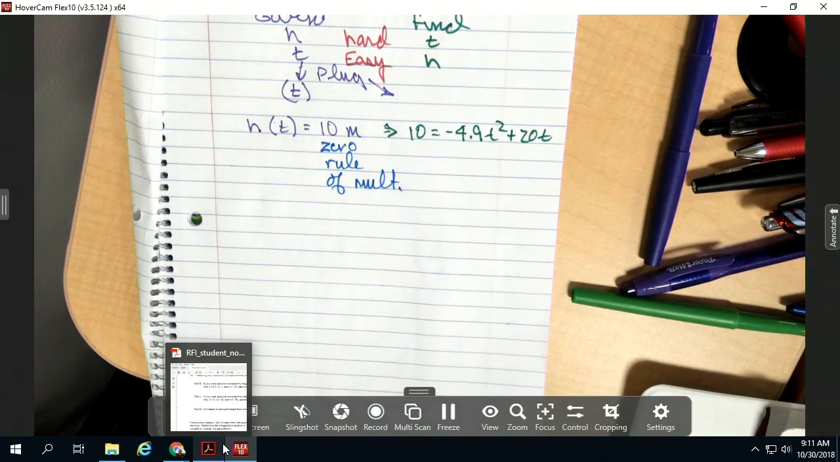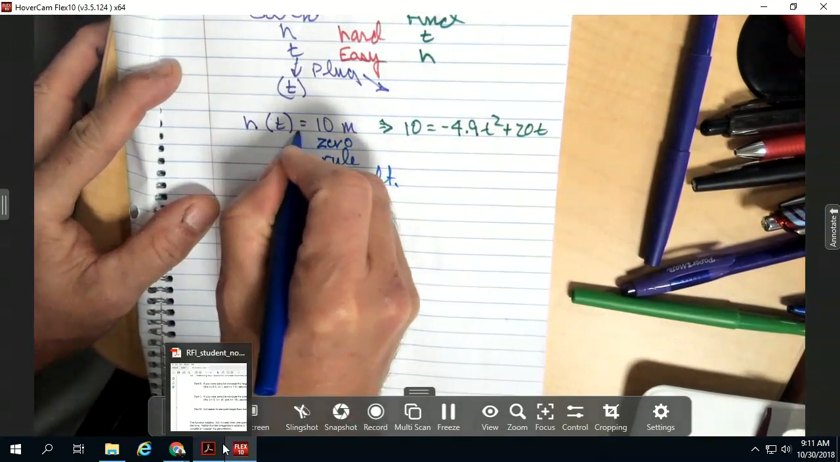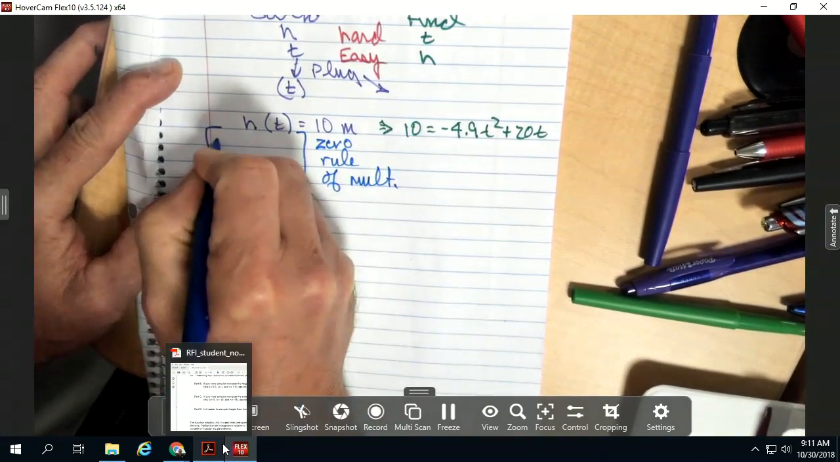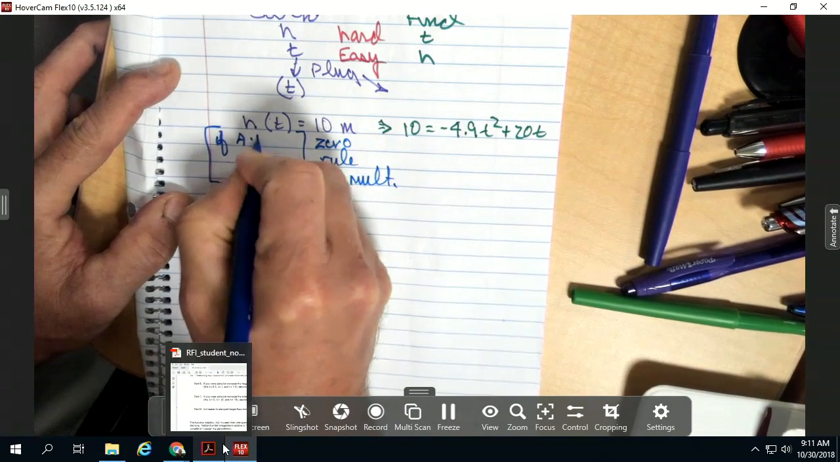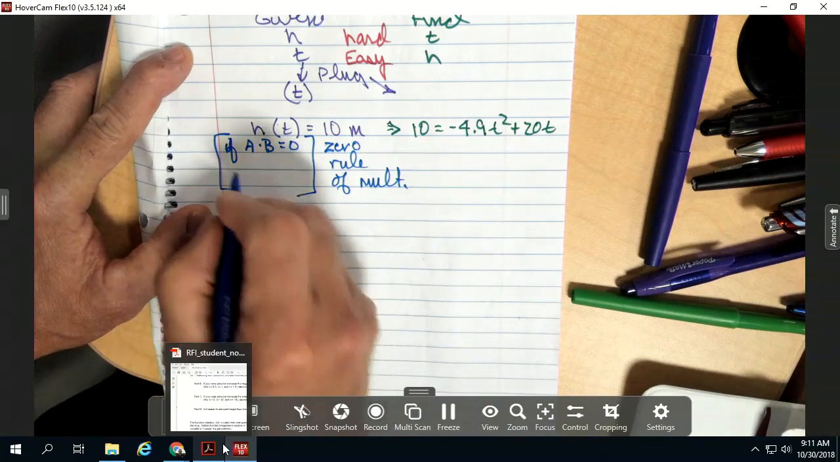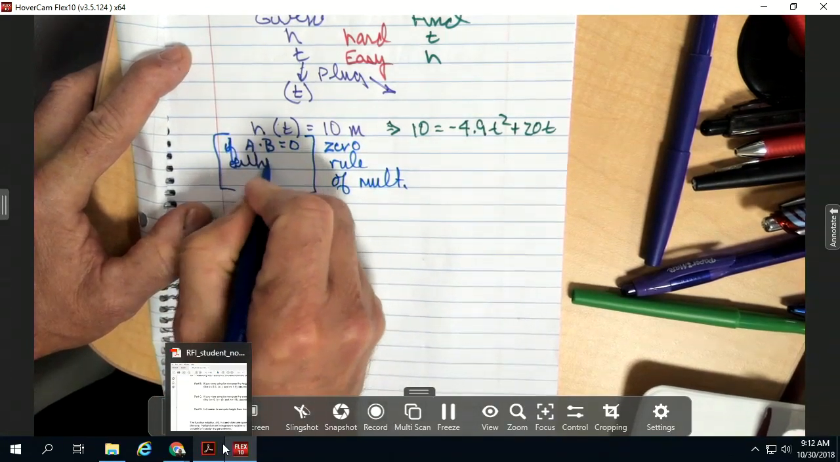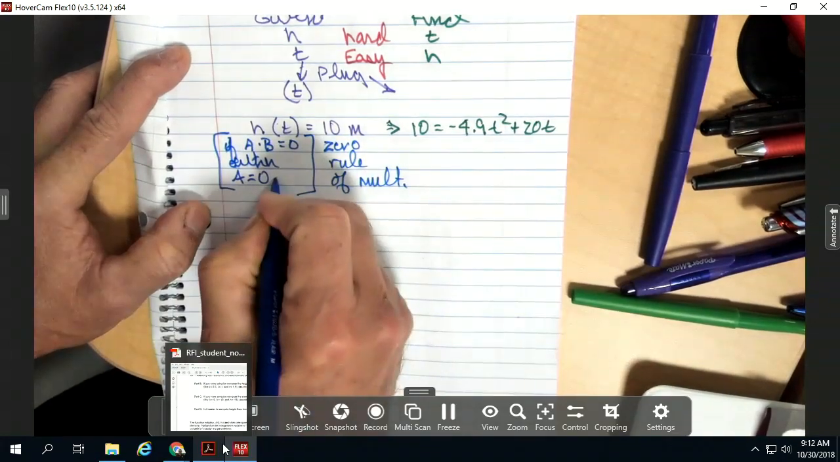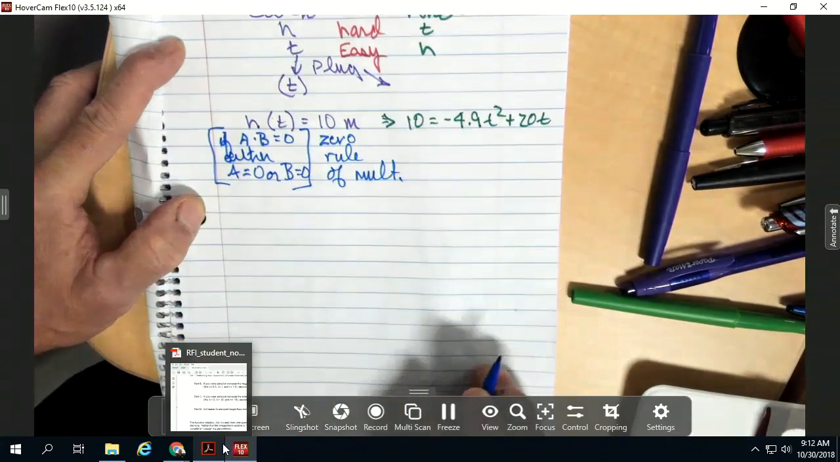Anybody know the zero rule of multiplication? If the answer in a multiplication problem is 0, if two numbers multiply equals 0, either A is 0 or B is 0.